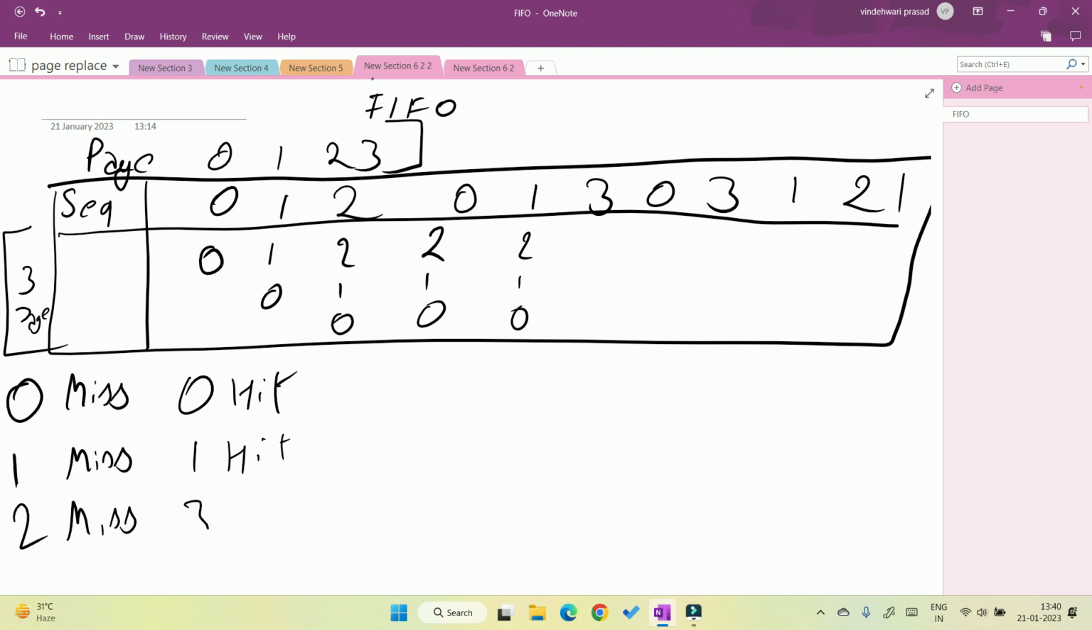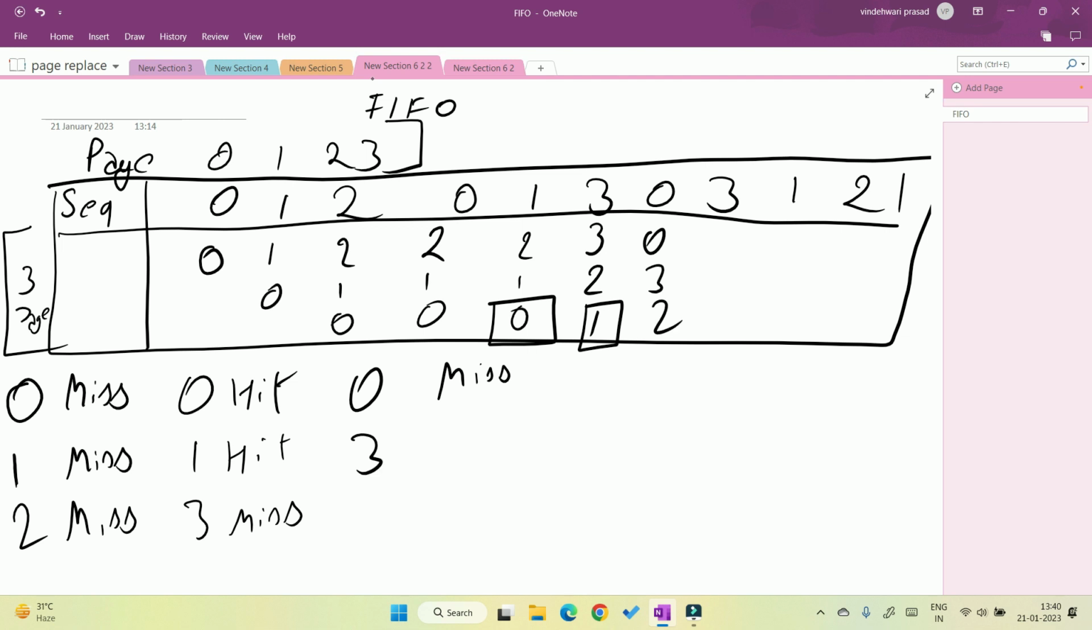Now 3 is not present, a miss condition. So which page will go out first? The page which came first, because it is a FIFO condition. So the first page gets out and the new page 3 comes in, making it 3 2 1. Now again 0 is not present. So which page will go out of the sequence? 1, and it will be 0 3 2.